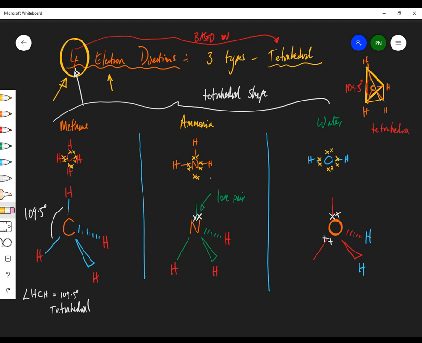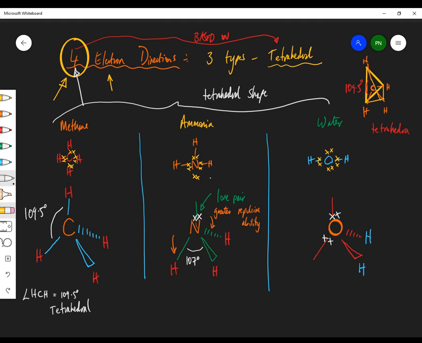Now, the lone pair squashes the molecule down because the lone pair has greater repulsive abilities. And because it has greater repulsive abilities, it pushes these hydrogens down, these bonds down. So this would have been 109.5 if this wasn't a lone pair, but there is a lone pair and it squashes it down a bit. So it squashes it down to about 107.